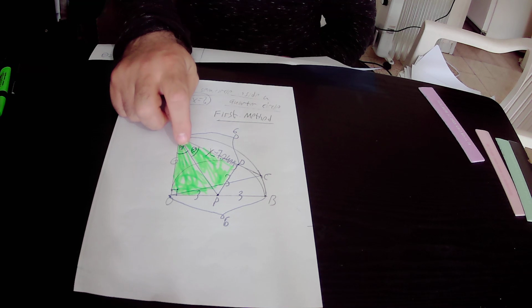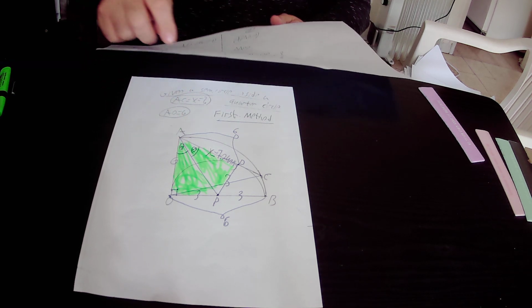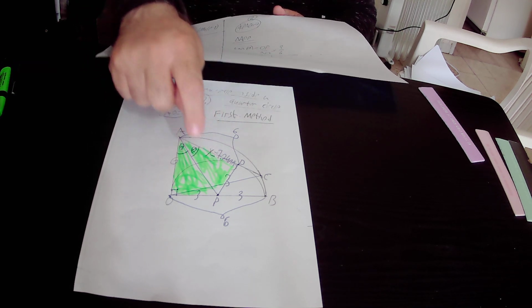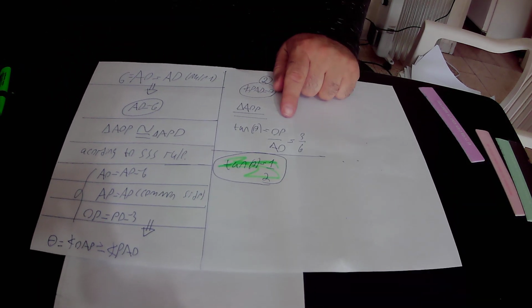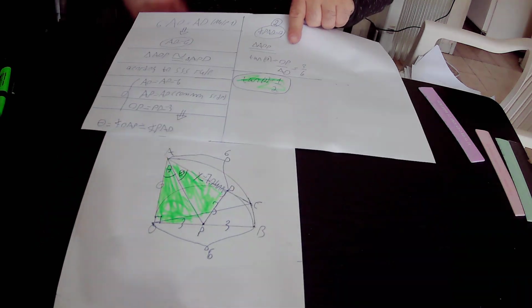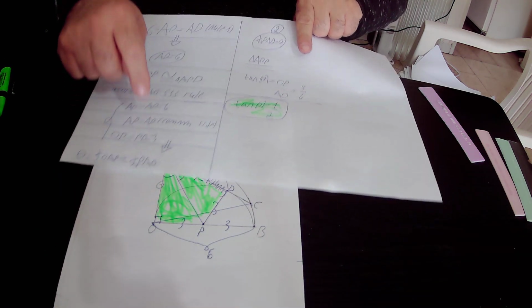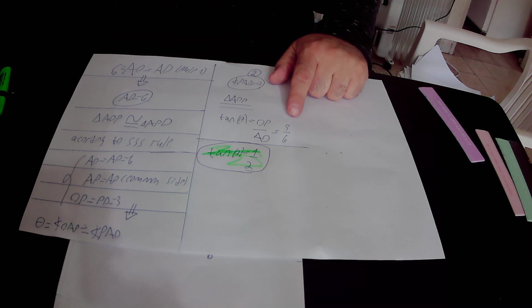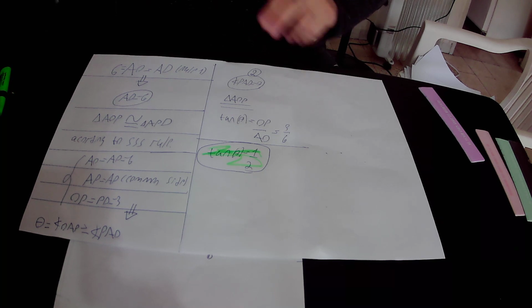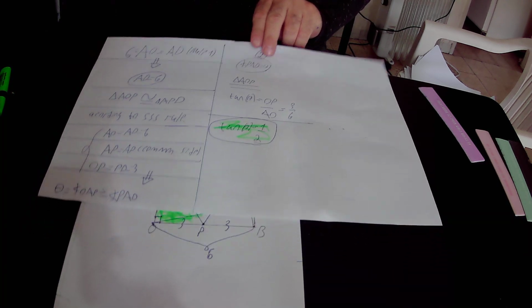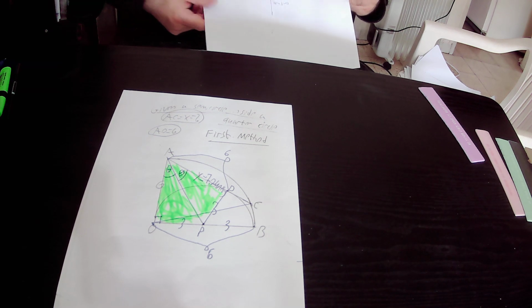Then we focus on the right triangle AOP. In the right triangle AOP, tangent theta equals OP over AO. Here OP equals 3 units, AO equals 6 units, so in conclusion we found that tangent theta equals 3 over 6. We divided both the numerator and the denominator by 3, and we got that 3 over 3 is 1 and 6 over 3 is 2. In conclusion we found that tangent theta equals 1 half.